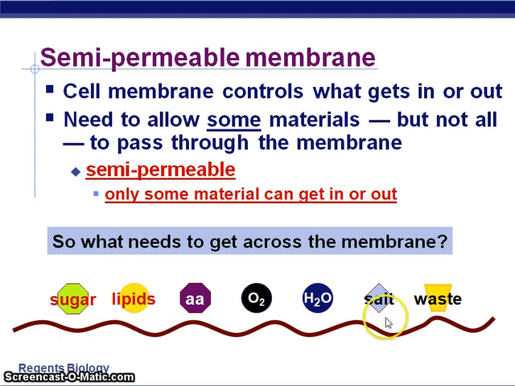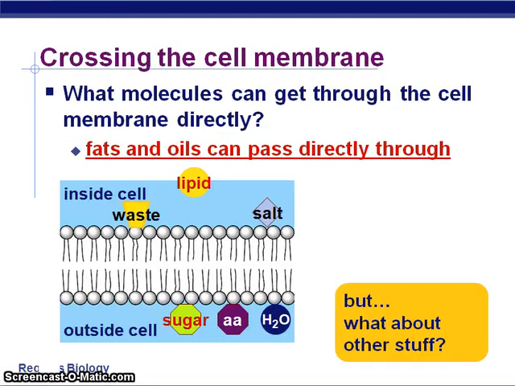These are examples of all the things that it needs. But which ones can actually just get in? So some of these things, like fats and oils, can actually pass directly through. They don't need any help getting in. And if you think about it, it makes sense. The membrane itself is made up of fats and oils, lipids, phospholipids. So of course other lipids are going to be able to go straight through because they're mixing with molecules of its same kind.